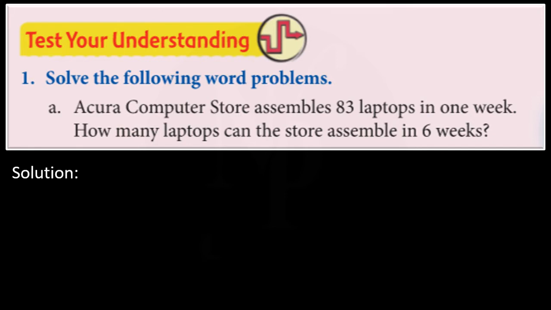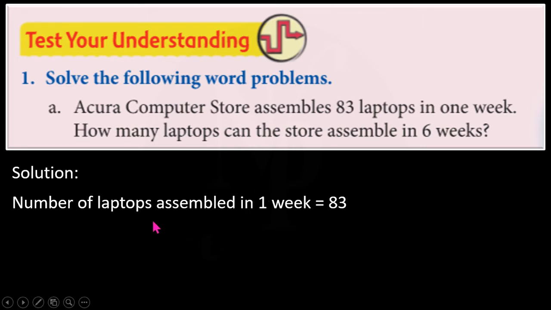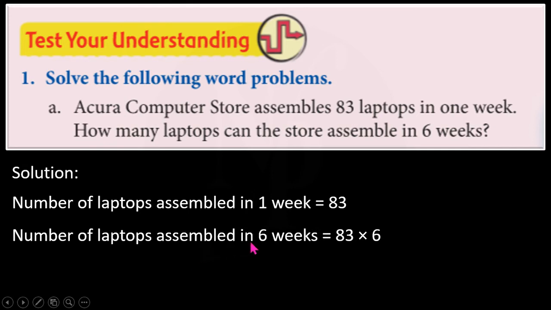Solution. Number of laptops assembled in 1 week is 83. It is given in the question here. Number of laptops assembled in 6 weeks can be found by multiplying 83 by 6, because the number of laptops assembled in 1 week is 83. So to find the number of laptops assembled in 6 weeks, we have to multiply 83 by 6. Let us multiply and find the number of laptops assembled.